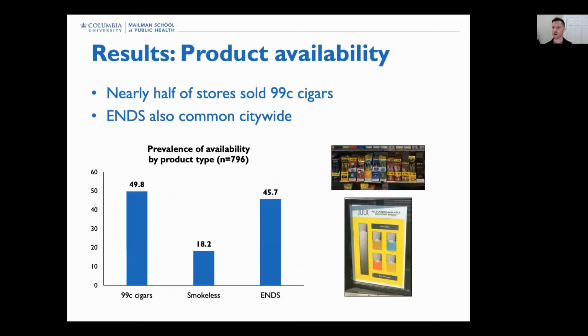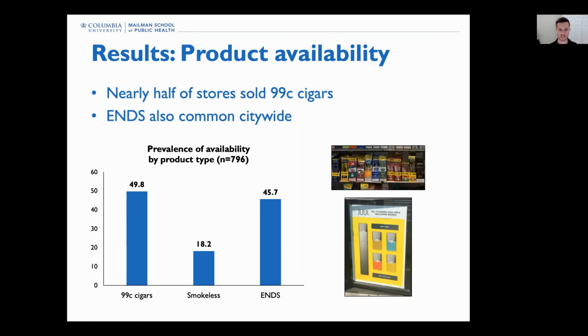So then we looked at product availability separately. When we looked at cigar availability, we were particularly interested in 99-cent cigars. In New York City, at that time, these were by far the most inexpensive tobacco product available. When you compare it to $13 packs of cigarettes, 99 cents for cigars is incredibly inexpensive. So we particularly focused on those types of cigars. What we found is that about half of stores carried these inexpensive cigars and almost half carried vaping products.